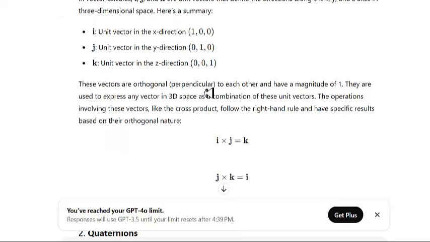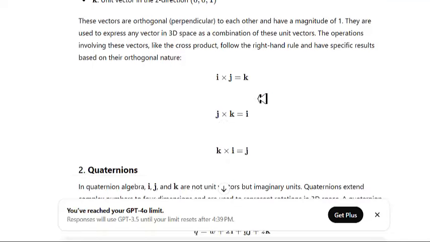These vectors are orthogonal, perpendicular to each other, and have a magnitude of 1. The magnitude of each vector is 1, because if you calculate the distance of this unit vector, it is going to equal 1. They are used to express any vector in 3D space as a combination of these vectors. Operations involving these vectors, like the cross product, follow the right-hand rule and have specific results based on their orthogonal nature. So i times j is equal to k, j times k equals i, and k times i equals j. That's kind of similar to quaternions in that sense.